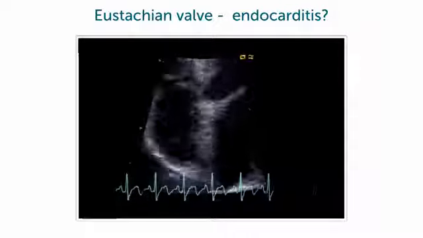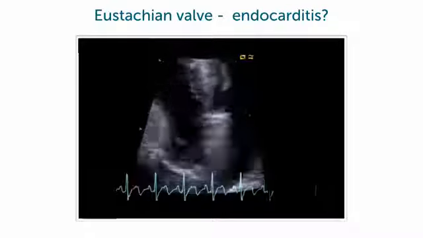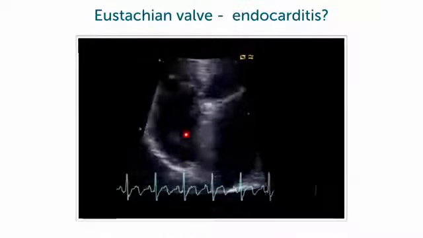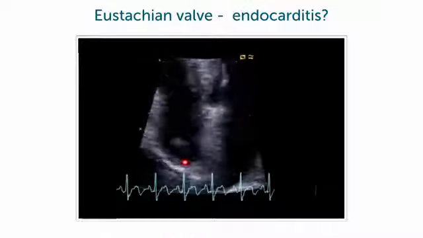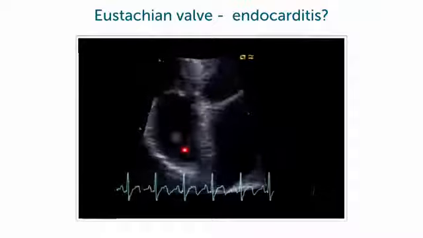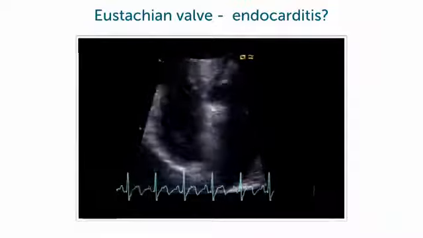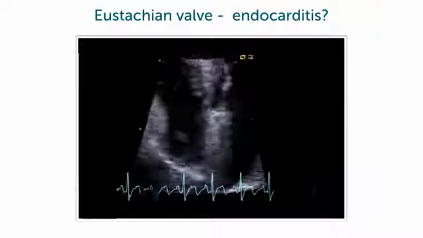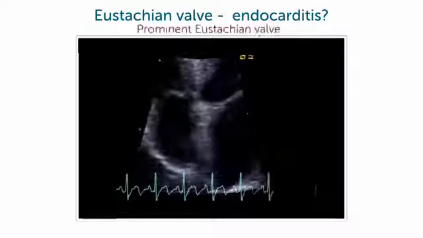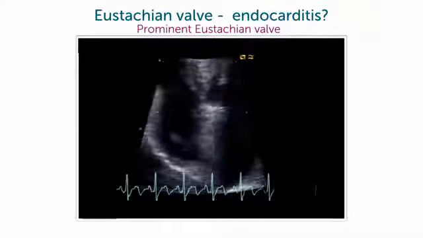Another example, a patient that was brought to the lab because a tumor was suspected, and what we found here was this. Now, to be honest, it's very difficult to say if it's just a normal eustachian valve or if there's something on the valve. The patient didn't have any fever. We followed the patient for several months and nothing changed. So I would say it's just a variant of a more prominent eustachian valve.